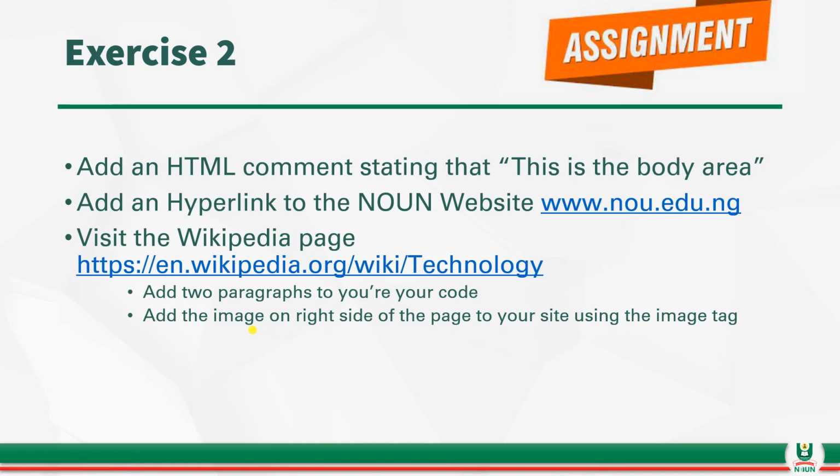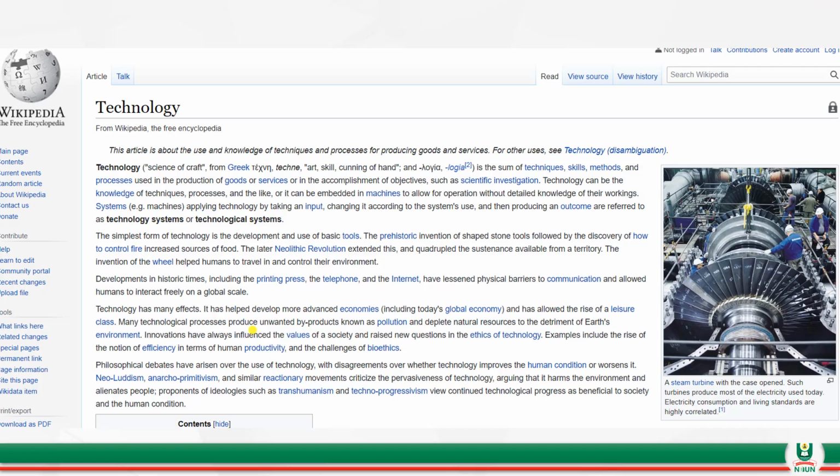I'll explain what I mean. You add the image on the right side of your page using the image tag in your code. So this is the Wikipedia page. Just copy 2 paragraphs, paste them in your code, and then add this image also in your code and display it on the browser.